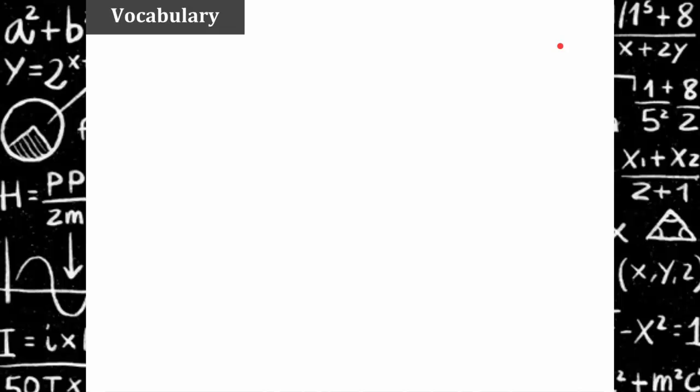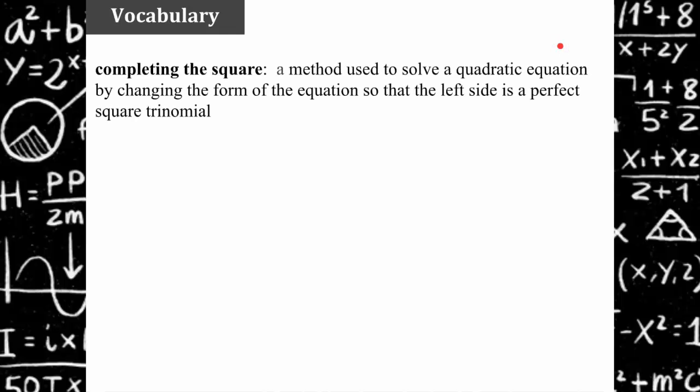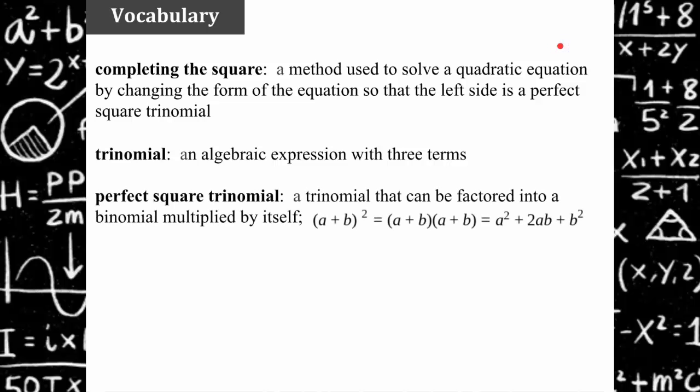Let's review some vocabulary. First off, completing the square. That's a method used to solve a quadratic equation by changing the form of the equation so the left side is the perfect square trinomial. A trinomial is an algebraic expression with three terms. And a perfect square trinomial is a trinomial that can be factored into a binomial multiplied by itself.